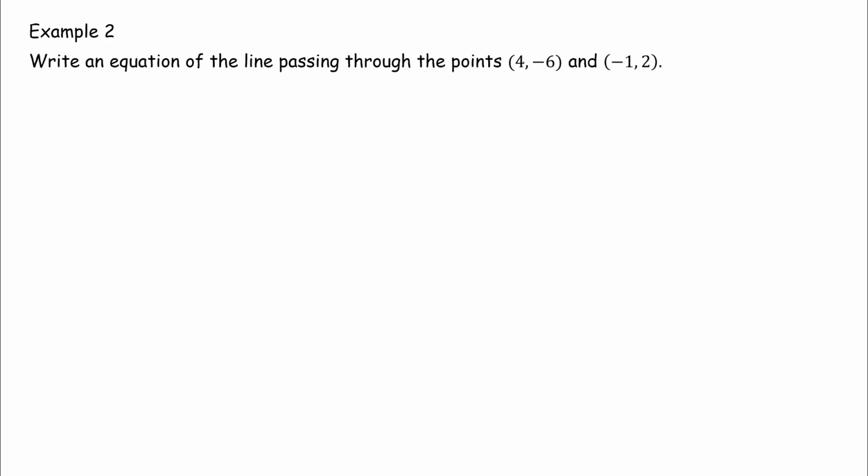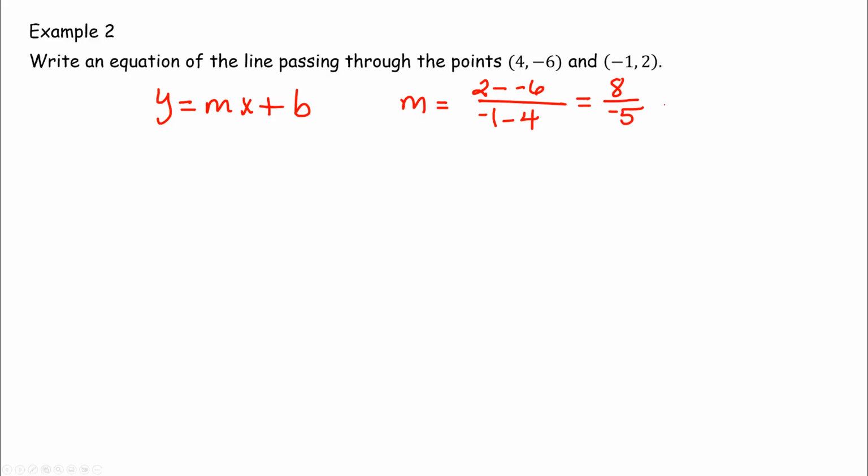Write an equation of a line passing through these 2 points. Y equals mx plus b, that is the equation of a line. And to find m, the slope, you just use the slope formula, which is the difference in the y's over the difference in the x's. And that is going to be 8 over negative 5. So the slope of this line that goes through these 2 points is going to be negative 8/5. So we're going to put that in for m. So we'll have y equals negative 8/5 x plus b.